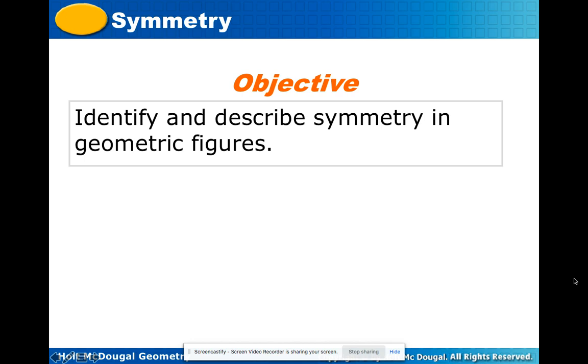What's up, Joel? So today you're going to be learning about symmetry, and there's a couple different vocab words I will be teaching you. If you have any questions, let me know.